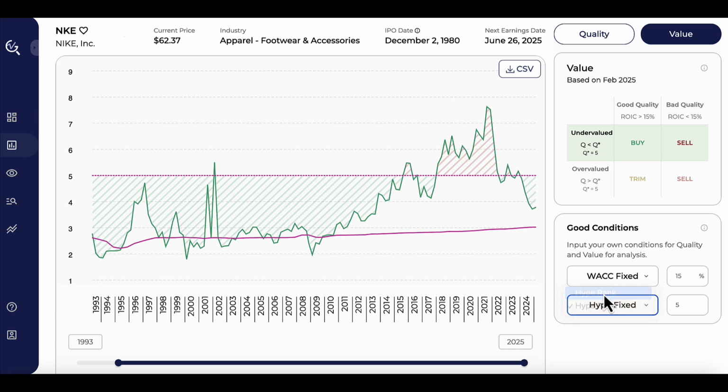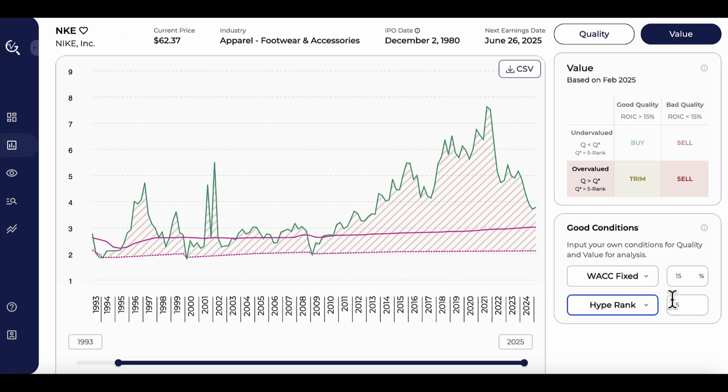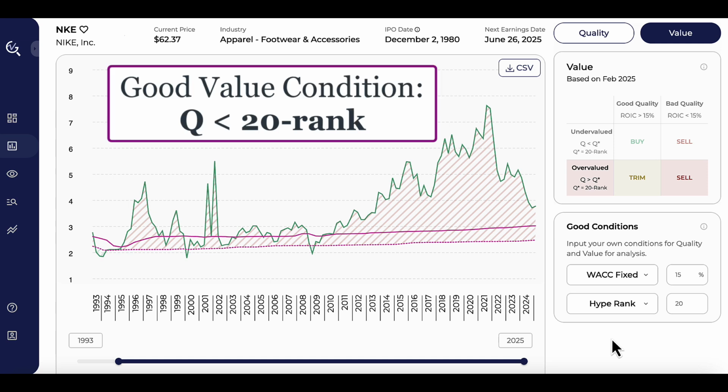Now there's another way to filter value, by the hype rank. We'll talk about hype rank in another video, but the idea here is that we can look for when the company was historically at its lowest values. A hype rank of 20 means that 20% of the time, the hype factor was below this dotted value here, and 80% of the time, historically, it was above.